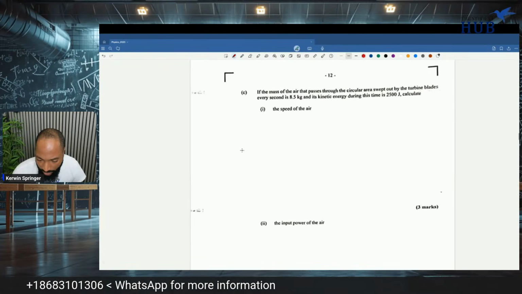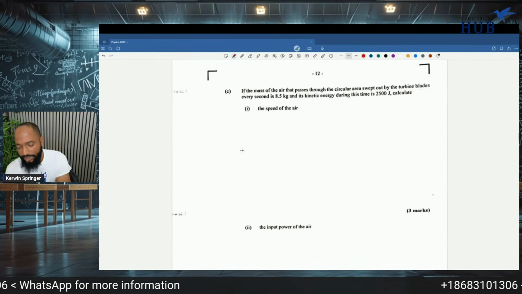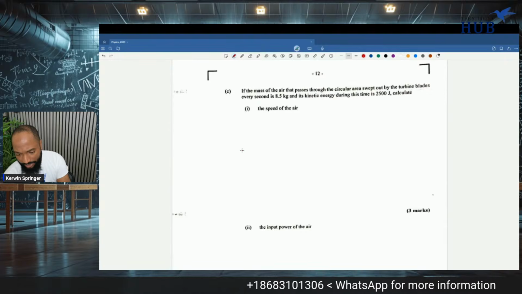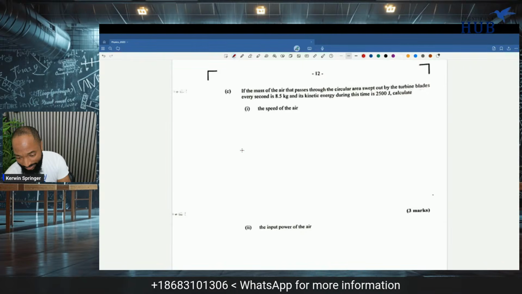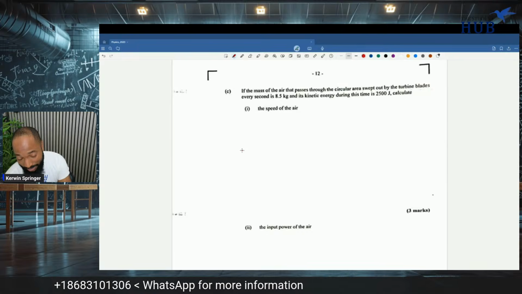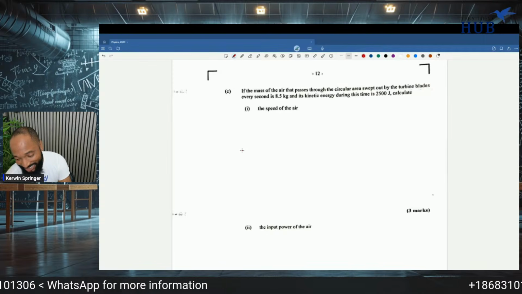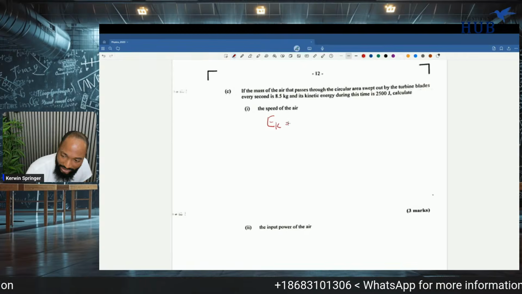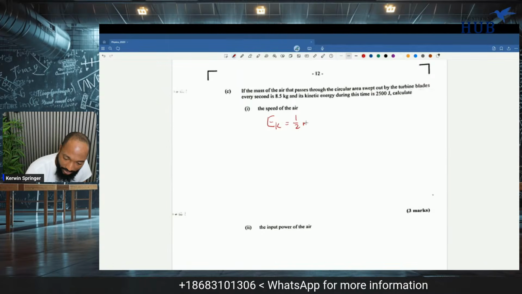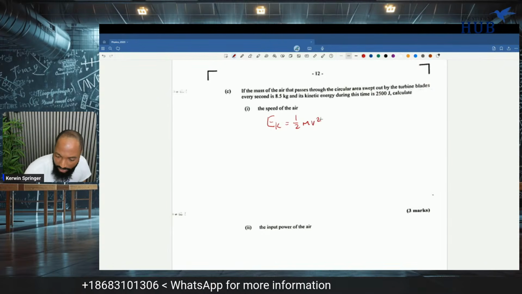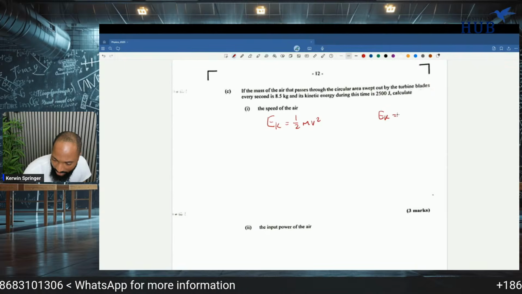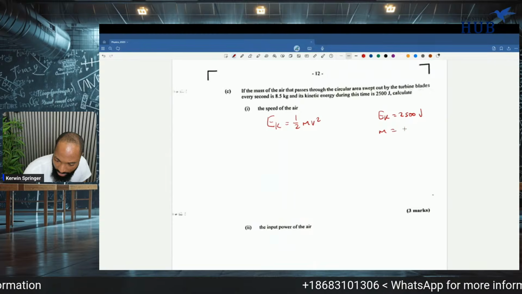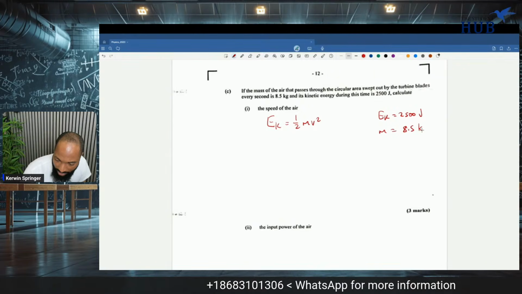If the mass of the air that passes through the circular area swept out by the turbine blades every second is 8.5 kilograms. Let me read properly. The kinetic energy during this time is 2,500 joules. Calculate the speed. Well, kinetic energy is half mv squared. We were given that the kinetic energy is 2,500 joules, good units. We were given that the mass was 8.5 kilograms. That's all that we were given.